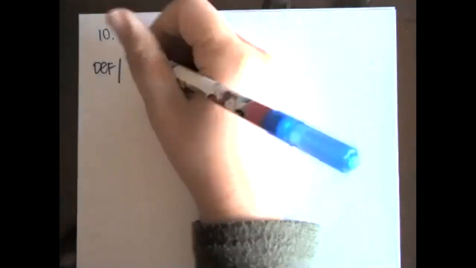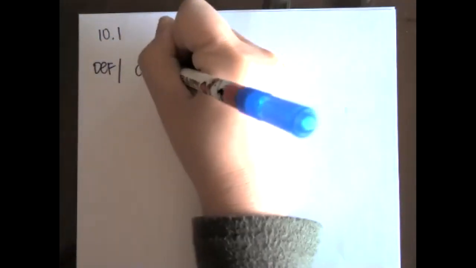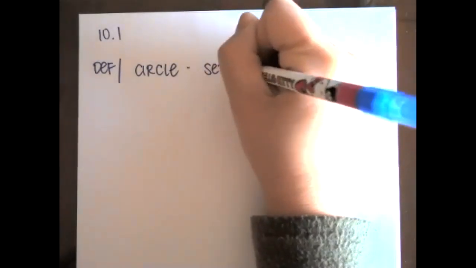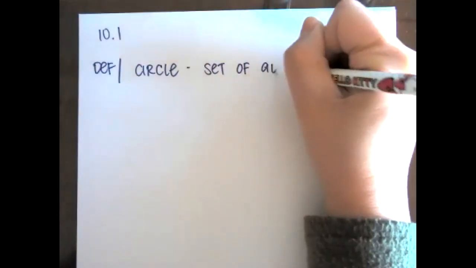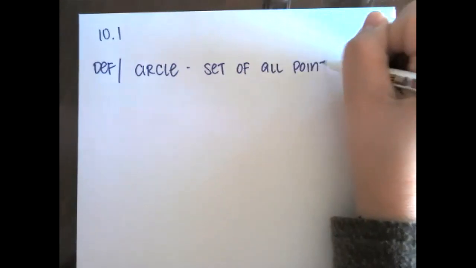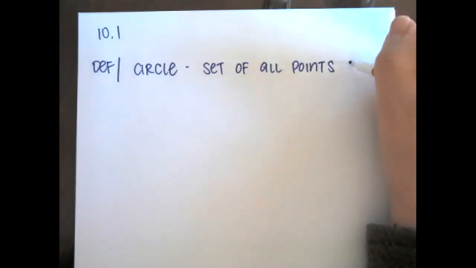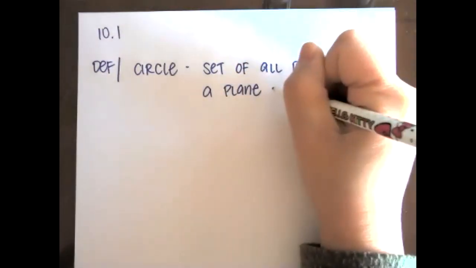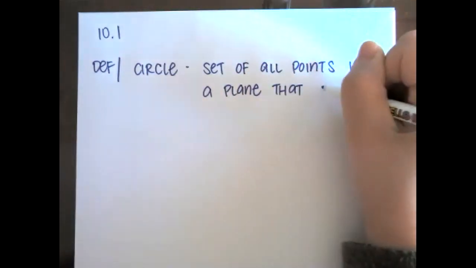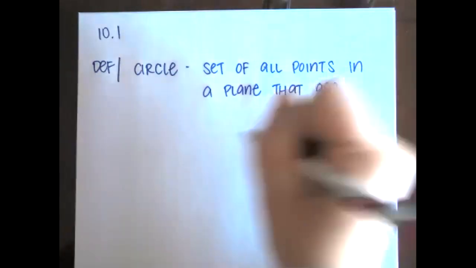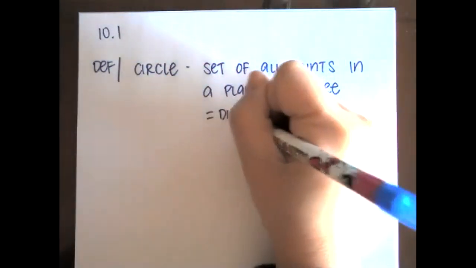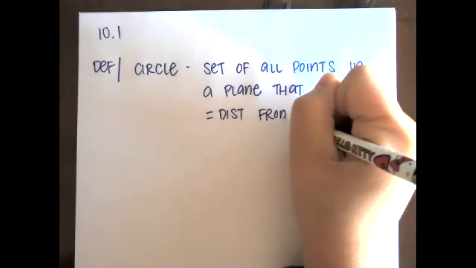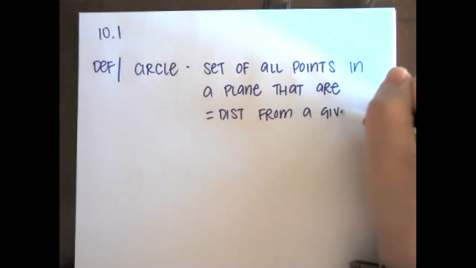Okay, so 10.1, we're in circles now. Okay, so we're doing circles. Definition of a circle: a set of all points in a plane that are equidistant from a given point.